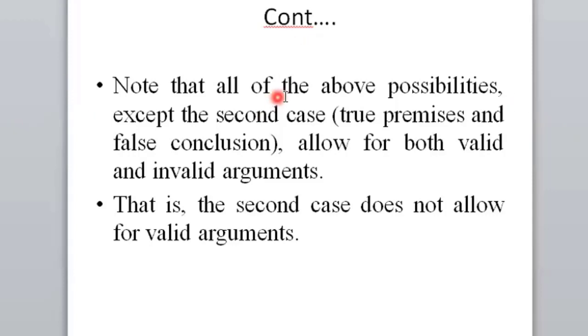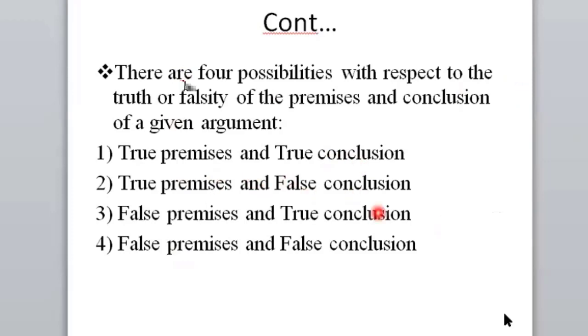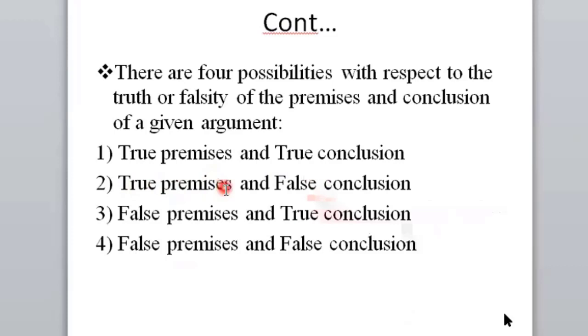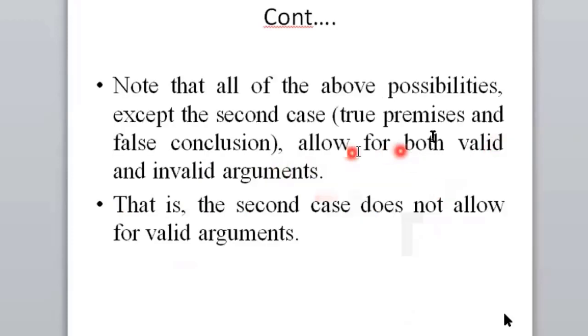As I have told you, all of these possibilities, except the second case, that is the case of true premises and false conclusion, allow for both valid and invalid, which means the other three possibilities allow a given argument to be both valid and invalid, depending on the connection between the premises and the conclusion. But the second case, when we have true premises and a false conclusion, does not allow for a valid argument, which means the second case is always an invalid argument.